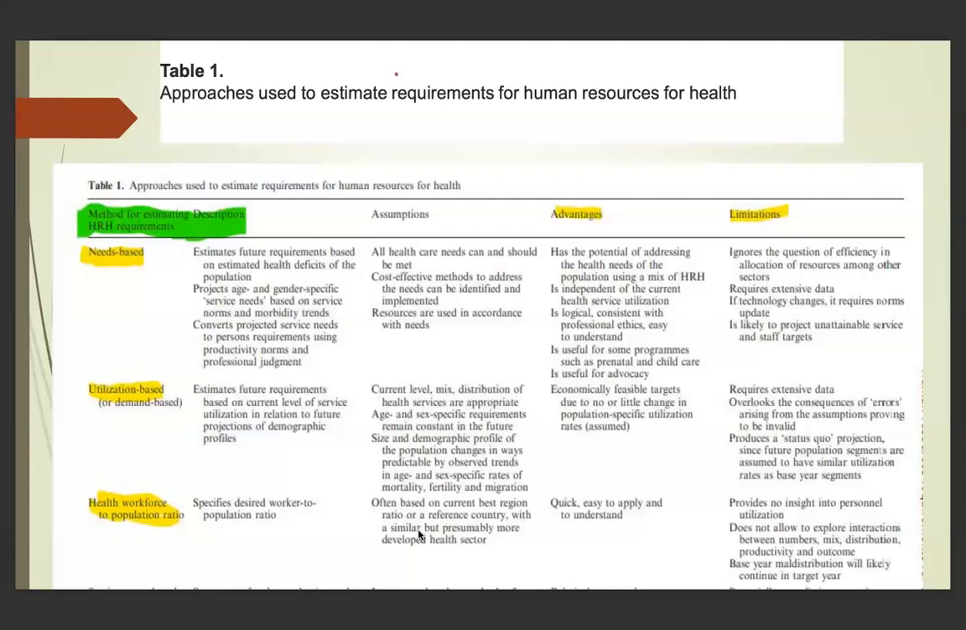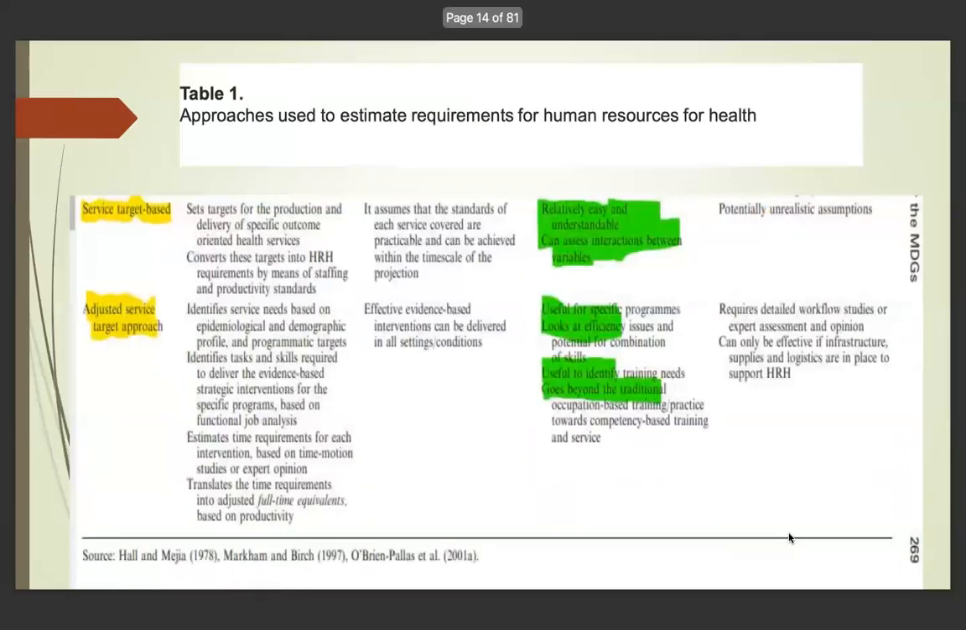The third approach is the health workforce to population ratio. A specified desired worker to population ratio. The advantage of this approach is it is quick, easy to apply, and easy to understand. The limitations are it provides no insight to person utilization and does not allow to explore interactions. Base year maldistribution will likely continue in target year.